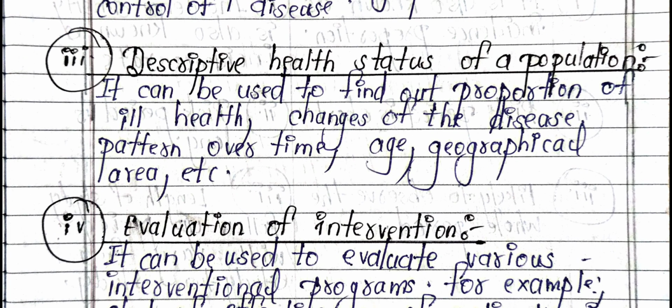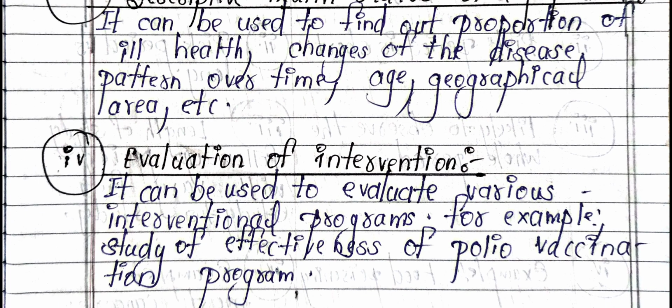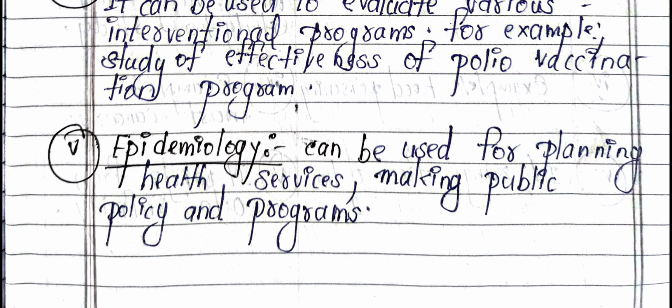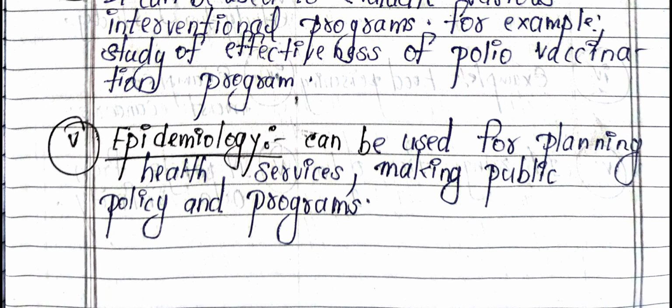Describing the health status of a population. It can be used to find out the proportion of ill health, and changes of a disease pattern over time, age, geographical area, etc. Evaluation of intervention. It can be used to evaluate various intervention programs, for example, a study of the effectiveness of a polio vaccination program. Epidemiology can be used for planning health services and making public policies and programs.